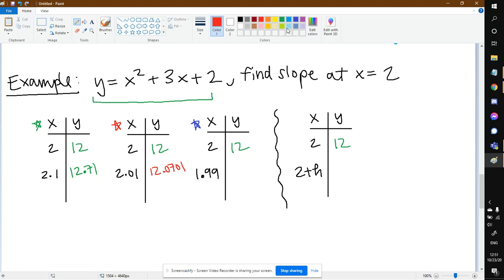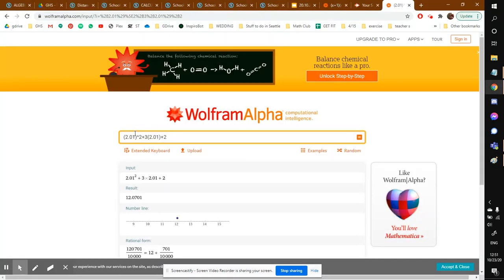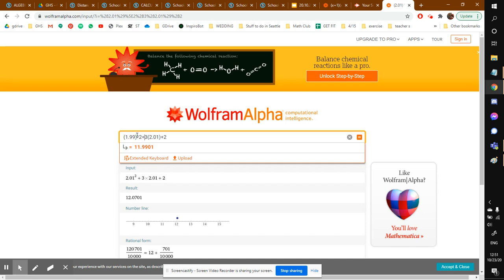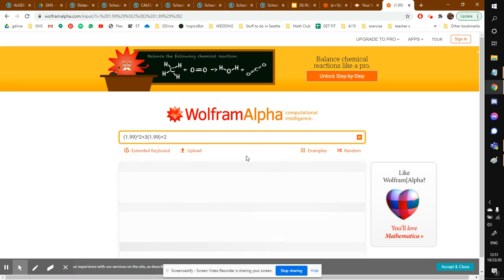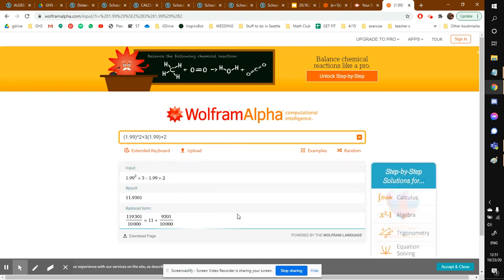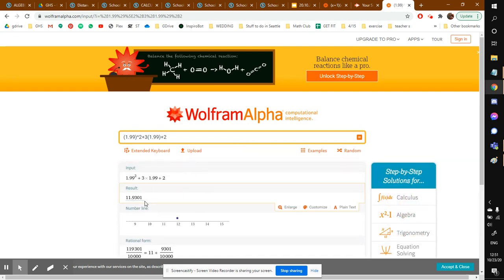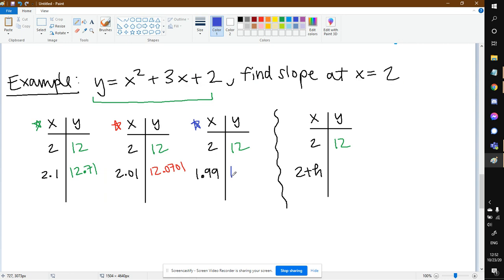12.0701. And then for my last one, I want 1.99. I go back here, I go to all my parentheses, I change them to 1.99. And I get 11.9301. Is that the case? Yes. Nice. And then over here, for my purple theoretical one, we're going to do that in a second.